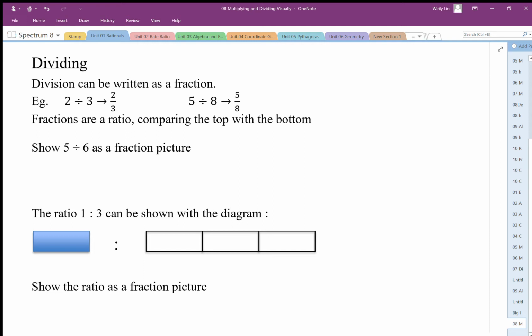So when I do this with fractions too, we're going to have the same. If I have 5 divided by 6, we can just show it as 5 parts compared to 6 parts whole. So 5 divided by 6 is going to give us a 5/6 fraction.